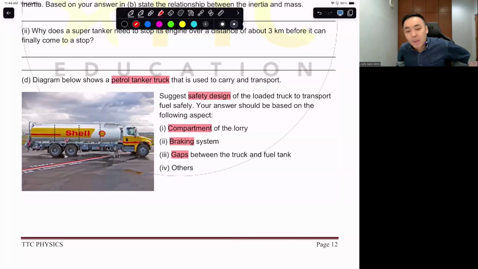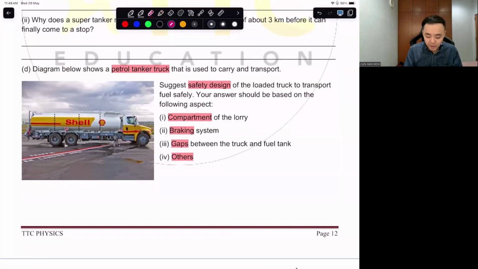Get it? Now we go into the final point here, others, because we answered 3 points already, but then we need 2 more here. What are the other things that you feel are important? Safety design, so that they can transport the fuel safely. So you want to think about things like that. No lah, seatbelt, that one is not the best answer. When we design a truck, what's the special thing about a truck compared to a normal car?